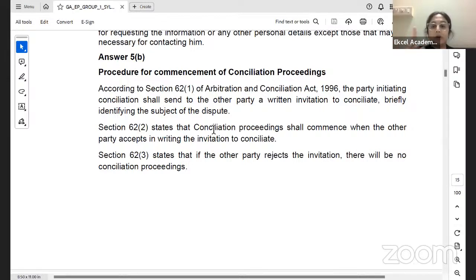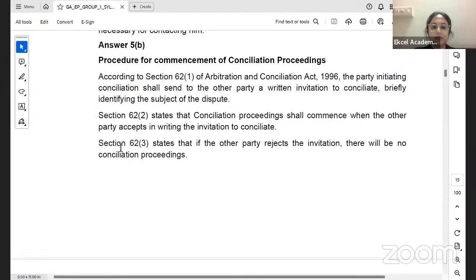In arbitration, you are using the word like notice. In conciliation, you are saying invitation. Invitation to conciliate. Those words you have to be careful about because it's an informal or amicable settlement. So the party initiating shall first send an invitation, briefly identifying the dispute.